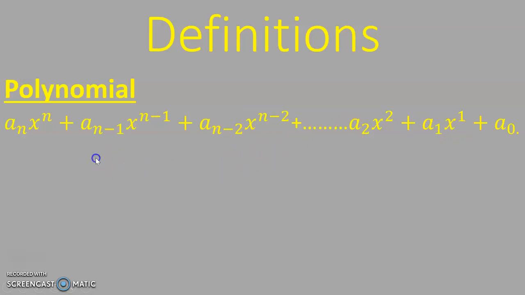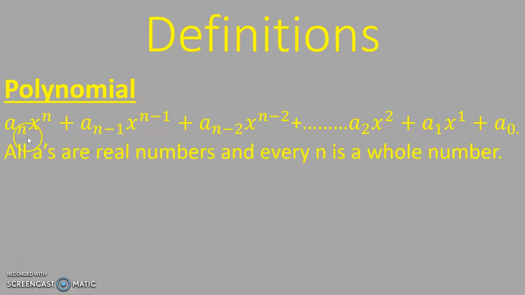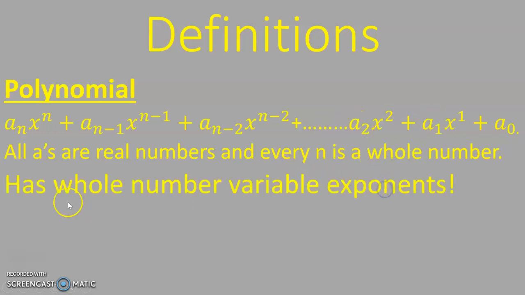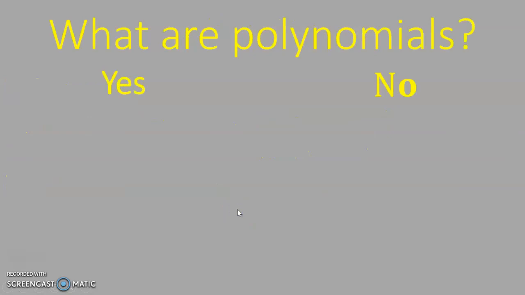But what we should focus on, instead of getting too worried about this, is the fact that all our coefficients, these a's, are real numbers, so you're not going to see any complex numbers. But more importantly, all the variable exponents are whole numbers. Whole numbers being 0, 1, 2, 3, etc. So polynomials have whole number variable exponents. So look at some examples of them.